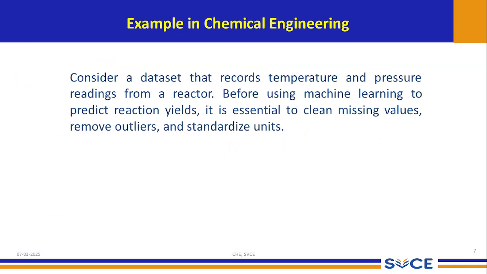Next example in chemical engineering: imagine a data set recording the temperature and pressure readings from a reactor. If we don't explore the data properly, missing temperature values may lead to incorrect reaction rate calculation. Outliers in pressure readings might indicate faulty sensors. Outliers are deviations of data from the set of data.